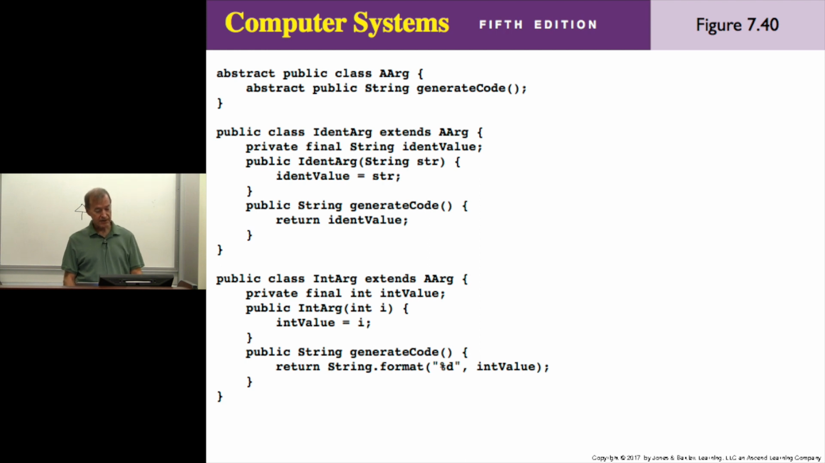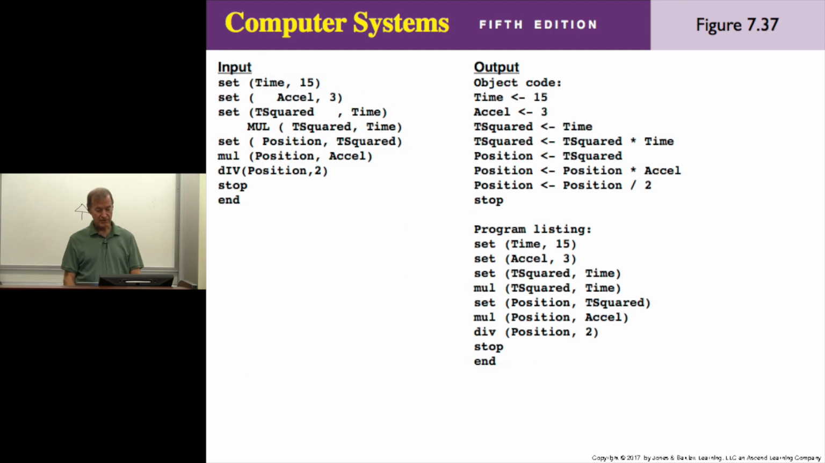And then IntArg extends Arg. It has the same kind of constructor, and its generateCode returns what? Now look at what it returns. It returns String.format, with the %d placeholder and the int value. So it turns the integer into a string. Now why does it return that string? Let's go back again to our program listing. When it said set time, comma 15, what is the object code? Time, left arrow, 15, and that's the string value of the int. Does everybody see it returns a string?